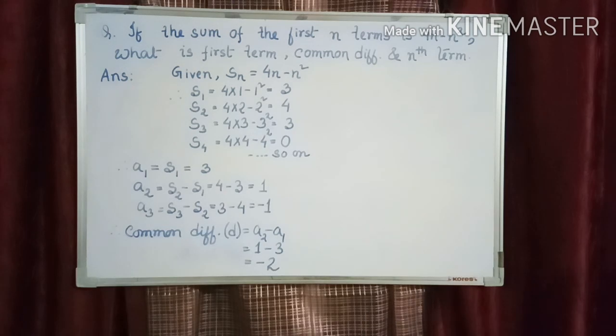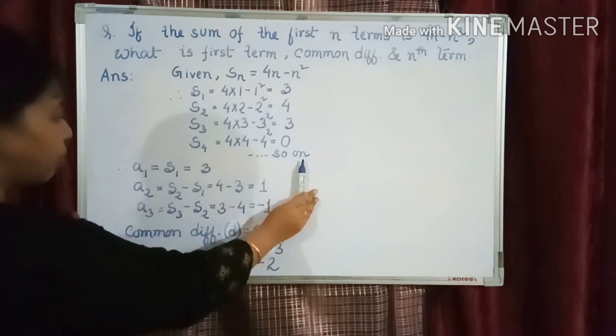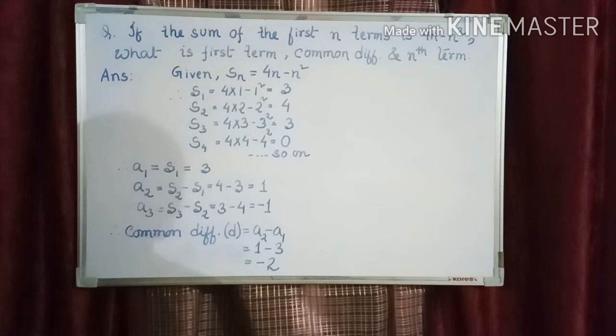If we want the sum of the first one term, in place of n we will put 1. If we want the sum of the first two terms, in place of n we will put 2. If we want the sum of the first three terms, we put 3 in place of n. In this way, if someone asks what is the sum of the first 10 terms, then directly we can put 10 in place of n and we will get the answer. Here they are asking for the first term, common difference and nth term. So after getting the sum, our work is not over. Here we have to find out the first term, then the common difference.